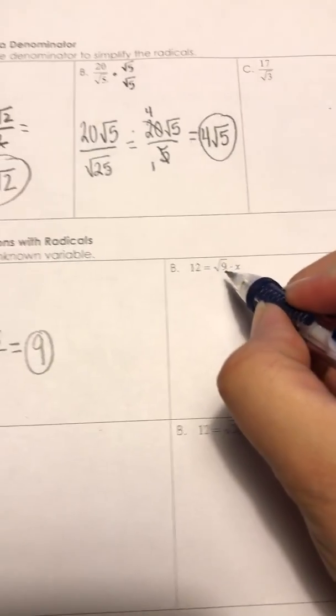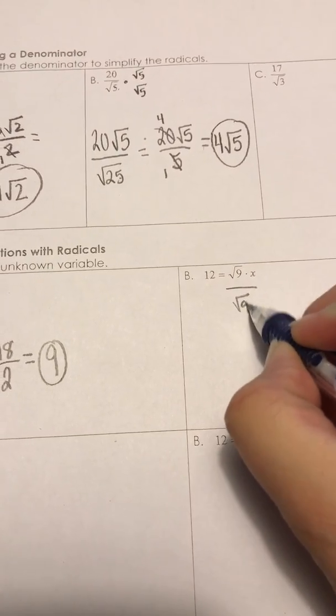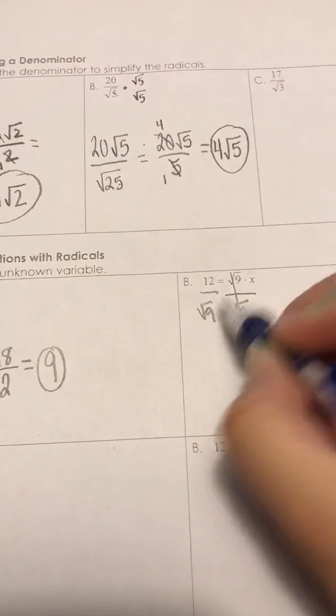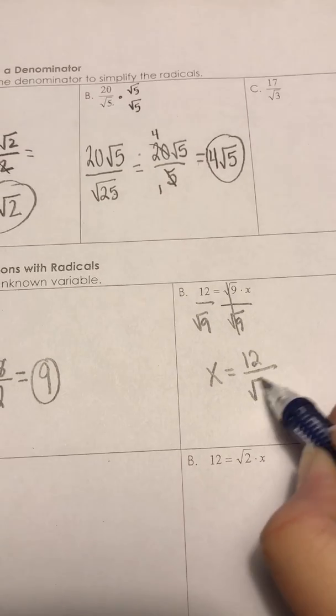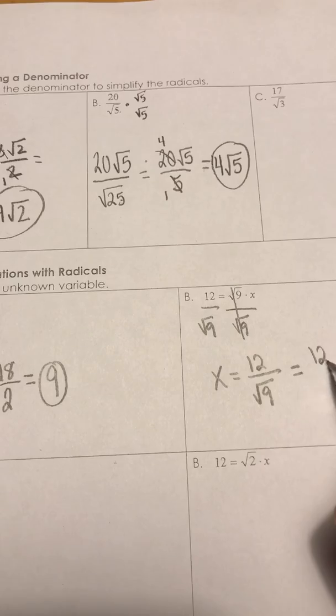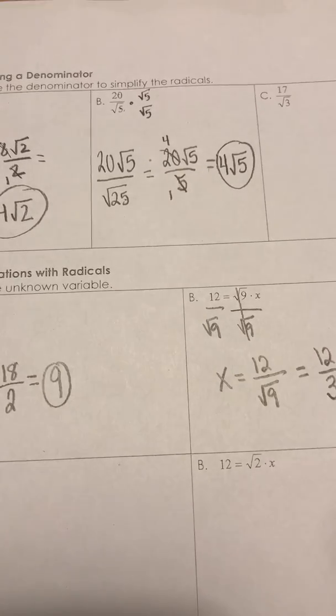Okay, so here, same idea. Divide by the square root of 9. And we would have 12 over square root of 9 equals 12 over 3, which is 4.